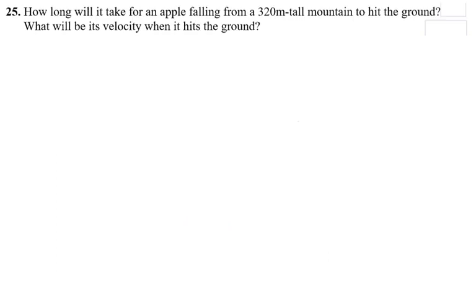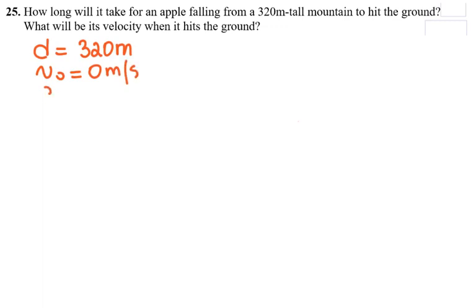How long will it take for an apple fallen from a 320 meter tall mountain to hit the ground? So I'm going to write whatever is given. They give me the distance it's going to travel, so the distance is 320 meters. I know initial velocity is 0. They didn't throw it, they just let it go. So 0 meters per second.